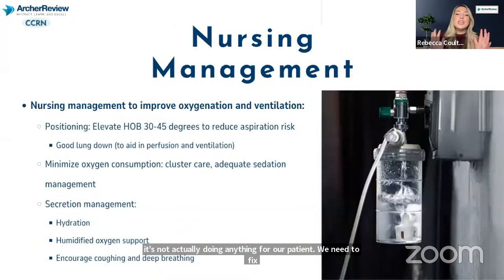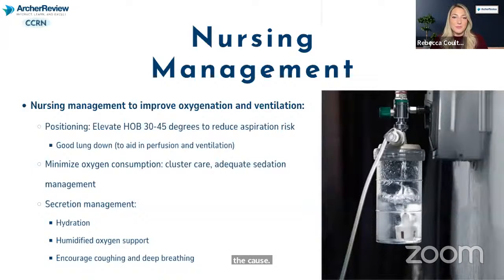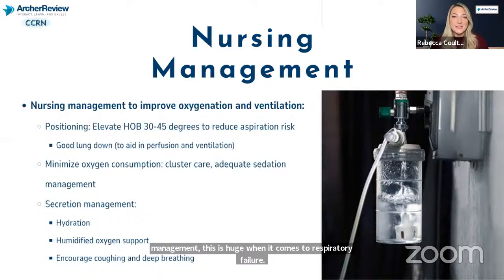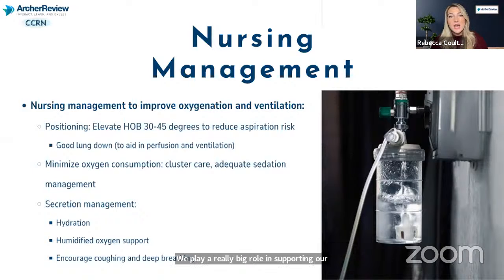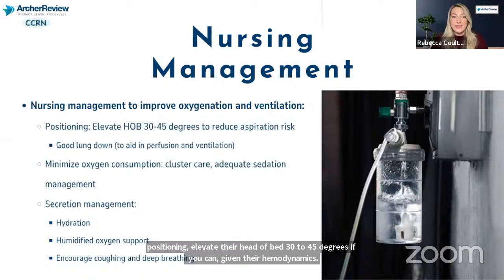Nursing management. This is huge when it comes to respiratory failure. We play a really big role in supporting our patients' oxygenation and ventilation, regardless of what machines this patient is on, to help with those things, the oxygenation and ventilation. We can help our patient with positioning. Elevate their head of bed 30 to 45 degrees if you can, given their hemodynamics, to reduce aspiration risk and also just help with ventilation.